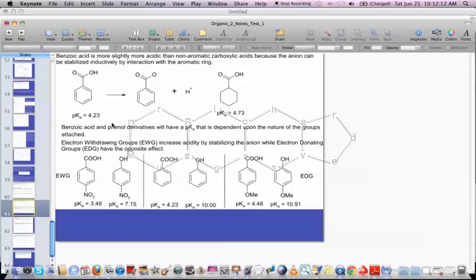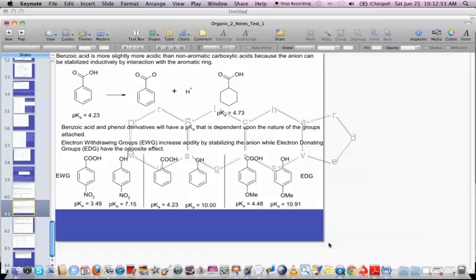We can also look at benzoic acids, and benzoic acids are a little bit more acidic than similar compounds that are not aromatic. If we take a look at this compound here, if it doesn't have the aromatic ring, we see it has a pKa of 4.73. This one, benzoic acid, which has the aromatic ring, has a slightly lower pKa, 4.23. So this one is slightly more acidic than this one. And the reason for that is because the anion we get from benzoic acid is just a tad bit more stable than the anion we get from this compound, and that's just due to the presence of the aromatic ring.